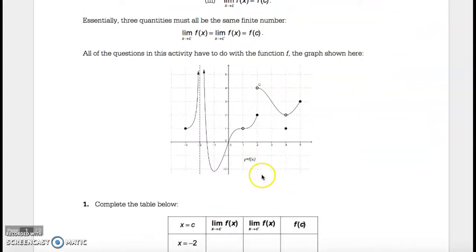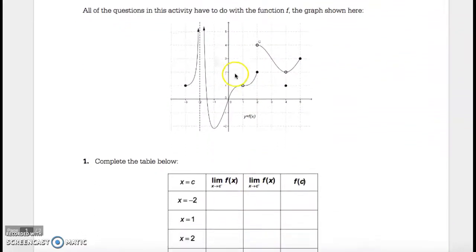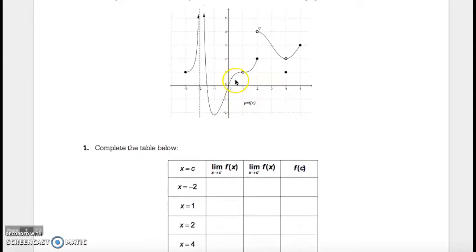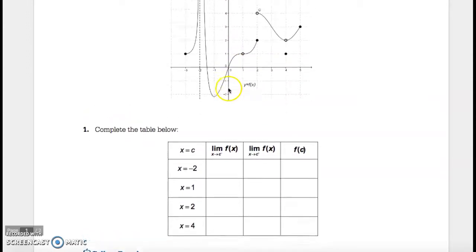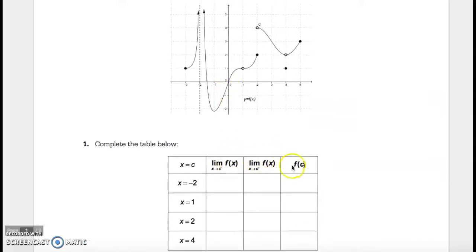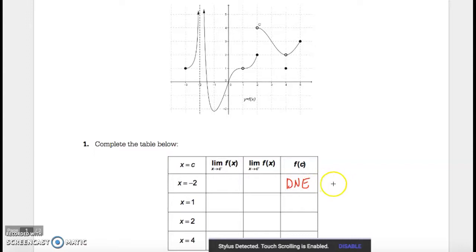So let's go ahead and complete the table below by looking at this graph specifically, okay? We're looking at the left-hand limit, the right-hand limit, and then the actual function at that point. I'm going to do the far right column first because that's easiest for me. If I find f of -2, I'm finding the point there. I'm going to -2, and I'm saying, oh, that's undefined, or I'll put DNE because that'll fit easier here. So automatically I can say the function is not continuous at -2.